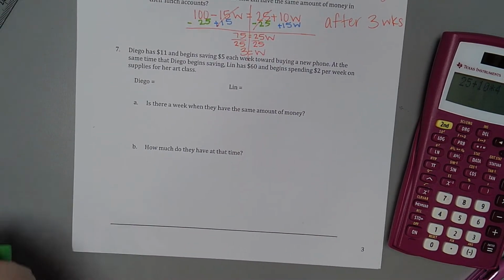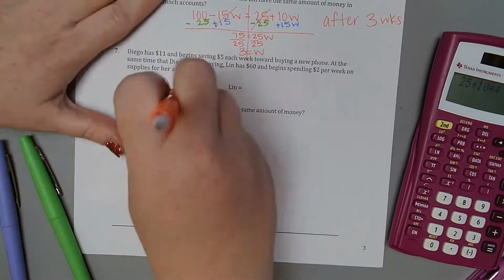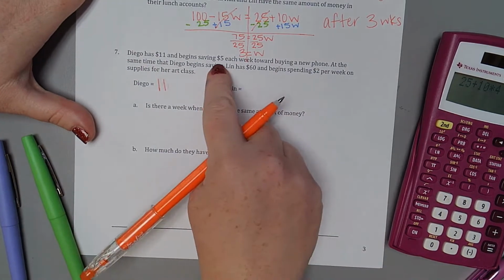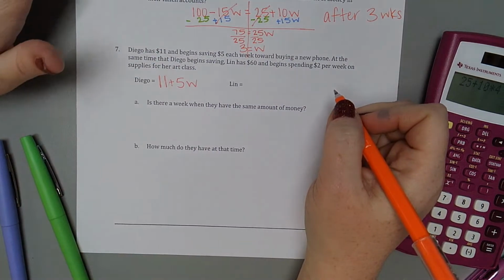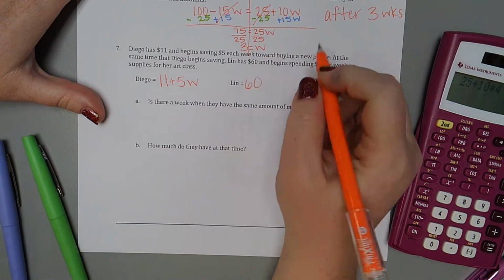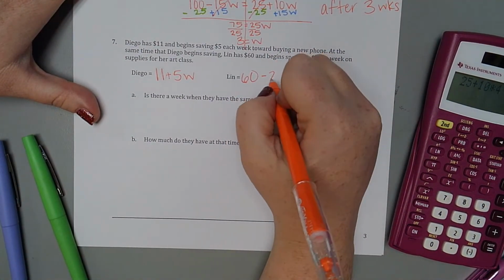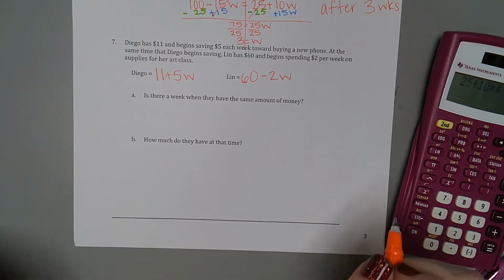This problem, Diego has $11 and begins saving $5 each week towards buying a new phone. So Diego starts with $11. And then he begins saving $5 each week. So he's adding $5 every week for a new cell phone. Lynn has $60 and begins spending. So she's losing money. She's taking it away, $2 each week. Is there a week where they will have the same amount of money?